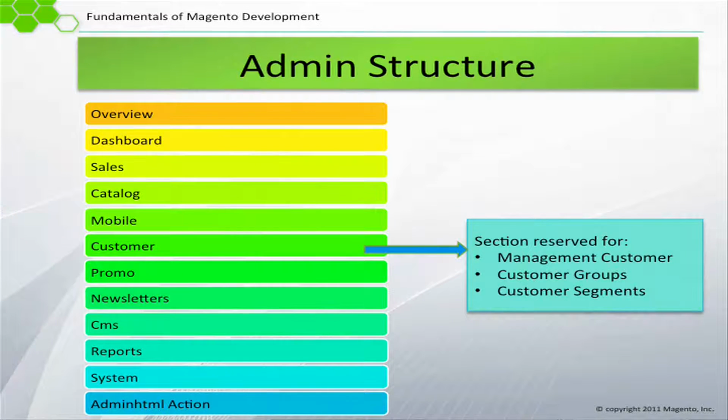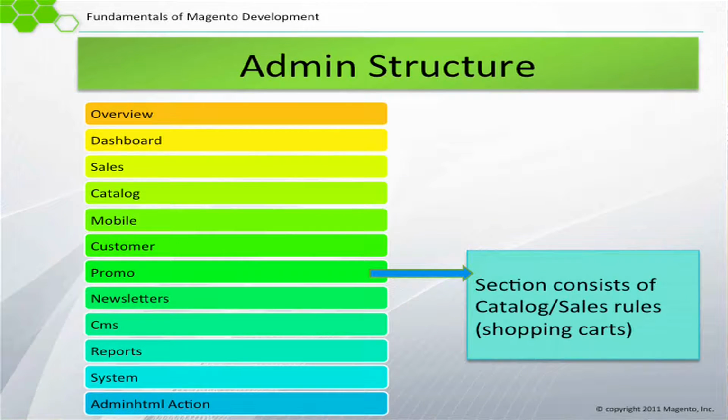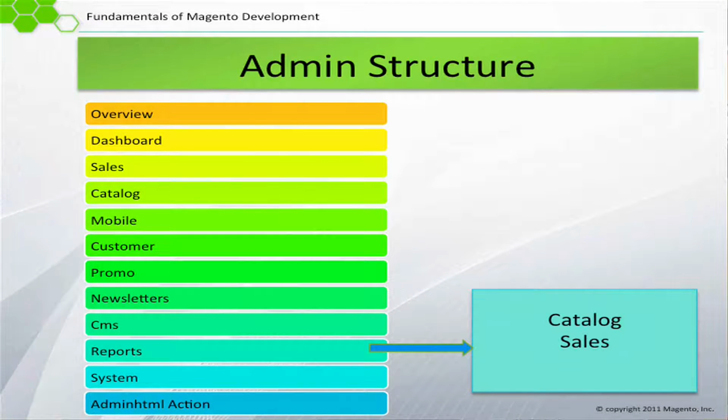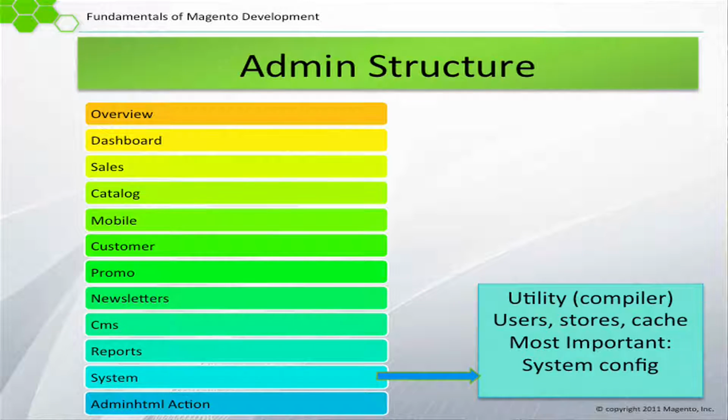Customer area obviously is going to have customer-related management. Promotions, these are coupons, cart rules, etc. Newsletters. CMS would be where you set up your CMS pages, where you go to administer the home page, and also static blocks. Reports actually serves to just collect reports for catalog module and sales module, and then system gives us all sorts of utility functions. All right, and the most significant, of course, is system config.